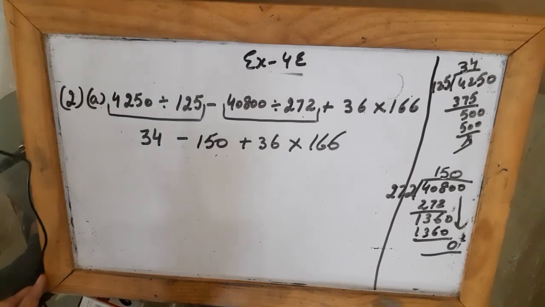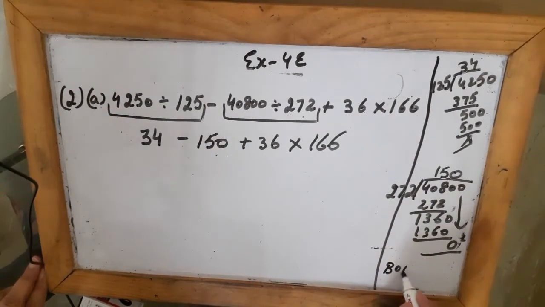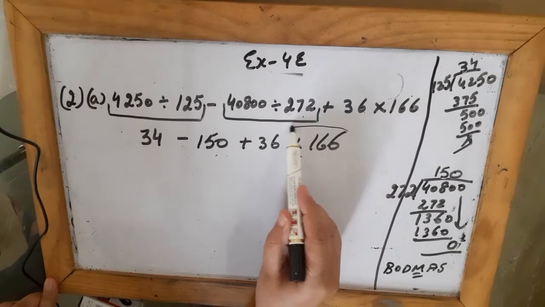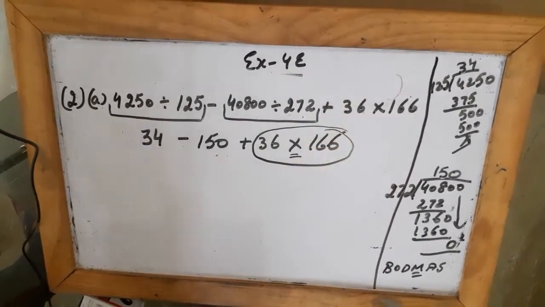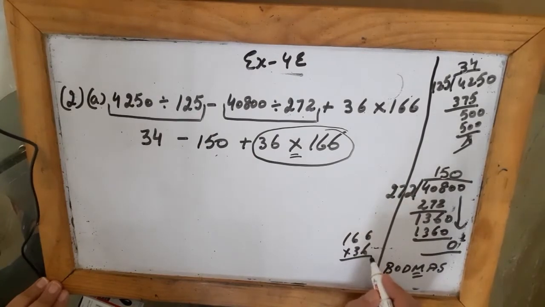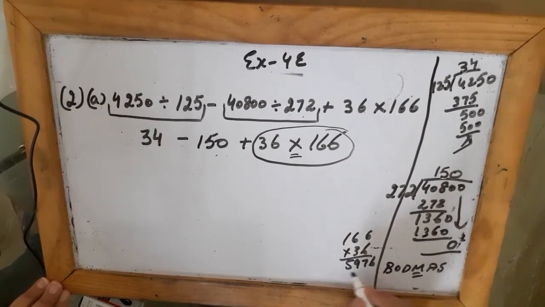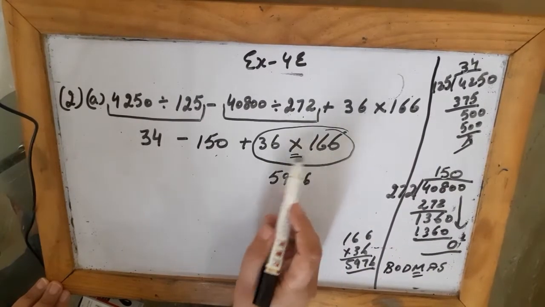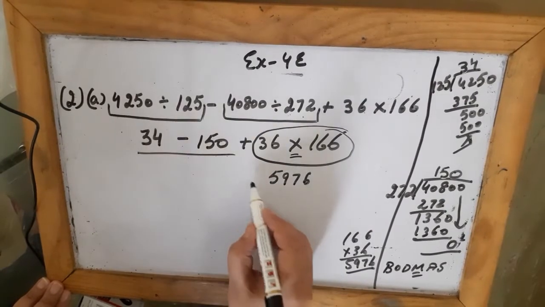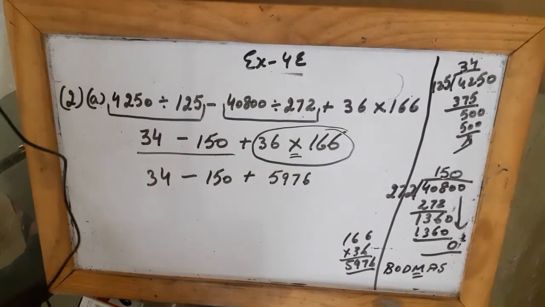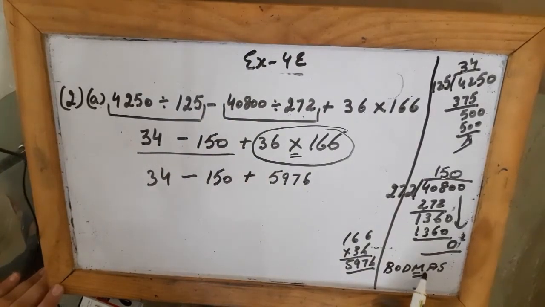So I have divided. According to the BODMAS, now what will come first, what will come after division? Multiplication. So where is multiplication? Here is multiplication. It means you have to multiply these two numbers. So 166, when you multiply with 36, you will get 5976. So the answer is 5976 after multiplying these two numbers, and the rest of the numbers you write like this only. Okay, now what is the next method which I have to solve?